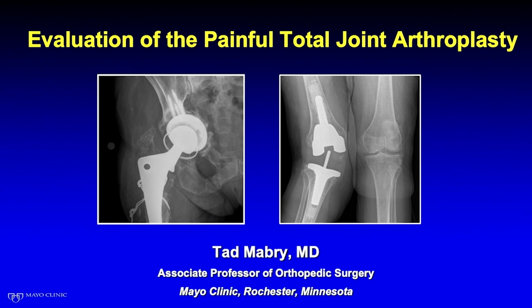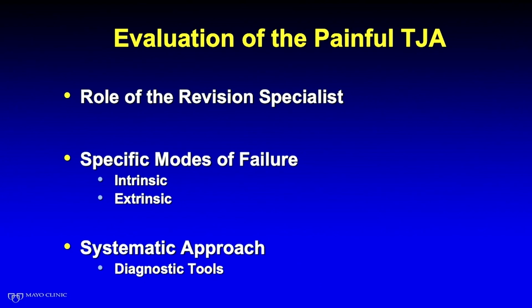This is going to be a brief discussion of the evaluation of total joint arthroplasty, with a bit of a focus on how we evaluate for periprosthetic joint infection. So in brief, we're going to talk about the role of the revision specialist, hone in on some of the specific modes of failure that you're really searching for. When you're evaluating these patients, it's not just sort of fumbling around in the dark. You're looking for very specific things, both intrinsic and extrinsic to the joints, and hopefully outline a systematic approach with some of the current diagnostic tools.